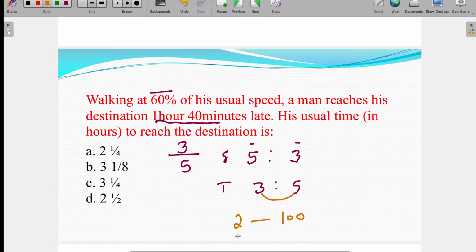2 parts is equal to 1 hour 40 minutes, I can write it in minutes, 100 minutes. 2 parts is equal to 100 minutes, 1 part is equal to 50 minutes. Then his usual time I want, 50 into 3, 150 minutes. If I convert 150 minutes to hours, divided by 60, I get 2 hours 30 minutes. 2 hour 30 minutes means 2.5 hours, since 30 minutes is 1 by 2. That will be 2.5 hours. Is it clear? Simple concept it is. Yes.